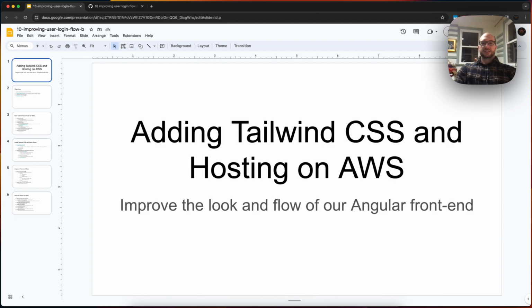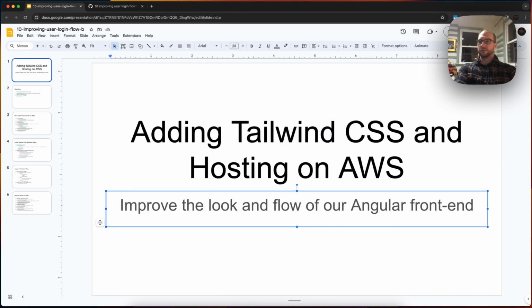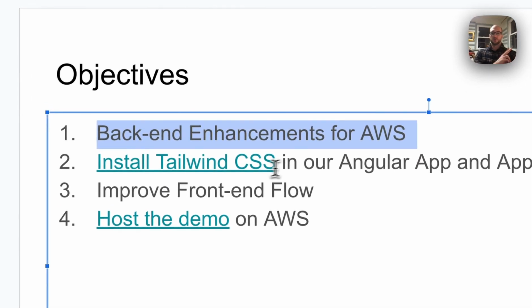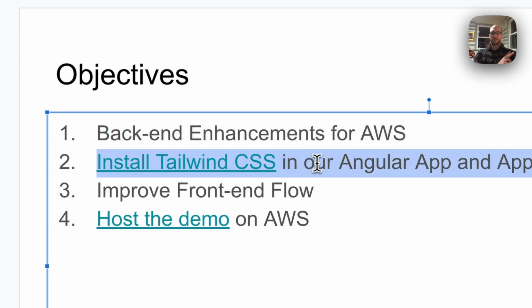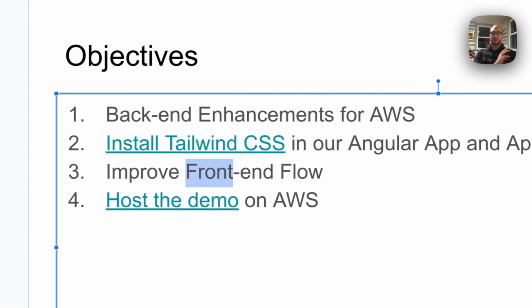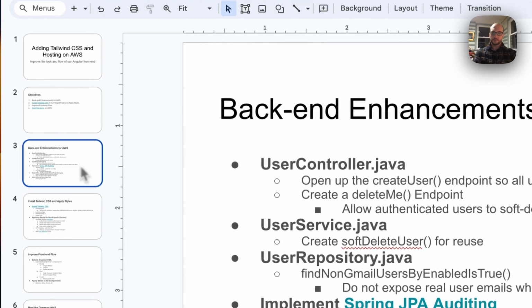Adding Tailwind CSS and hosting on AWS improve the look and flow of our Angular front end. Objectives. 1. We're going to enhance the back end for AWS. 2. We're going to install Tailwind CSS in our Angular app and apply the styles. 3. We're going to improve the front end flow. And 4. We're going to host it on AWS. Let's get started.